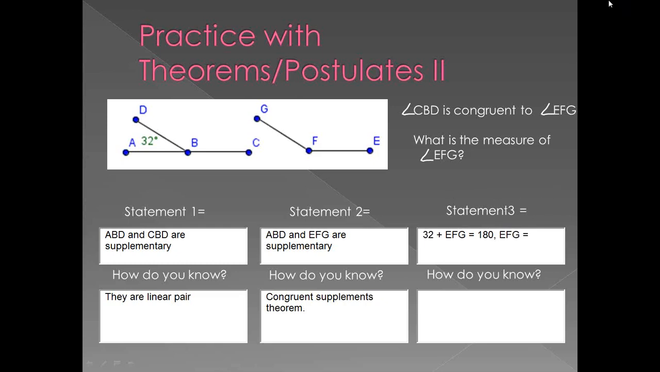Good. I'm getting a lot of good answers. Perfect. It's 148, and that is just because supplementary angles add up to 180 degrees. If you were doing a proof, that's what you would write in the justification column.